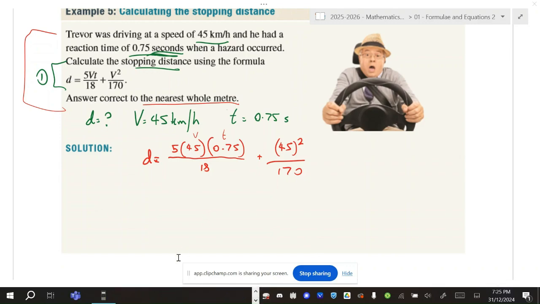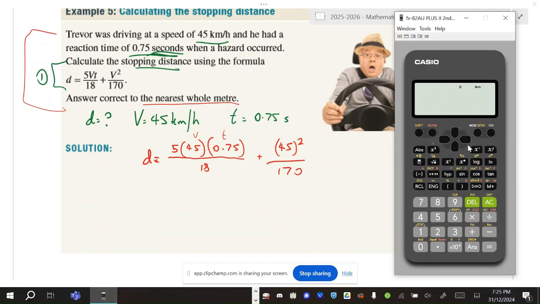I'm going to bring up my calculator emulator so that we can actually do it. Basically, what we've got on the screen is what we're going to put into the calculator. I'll use the mouse, so it takes me a bit longer, but that way you can see what I'm doing. I'm going to do a fraction: 5, bracket 45 close bracket, open bracket 0.75 close bracket. You'll notice that's exactly what I've got written down.